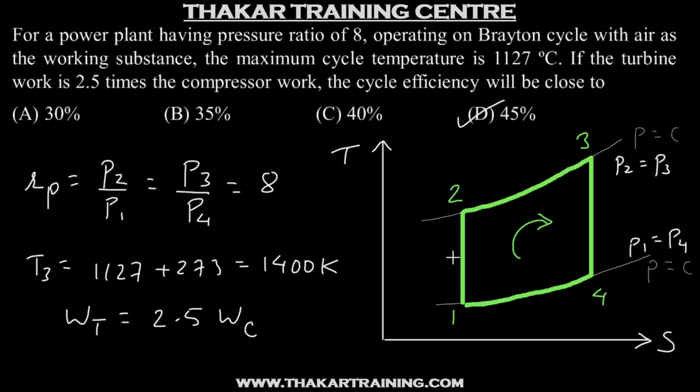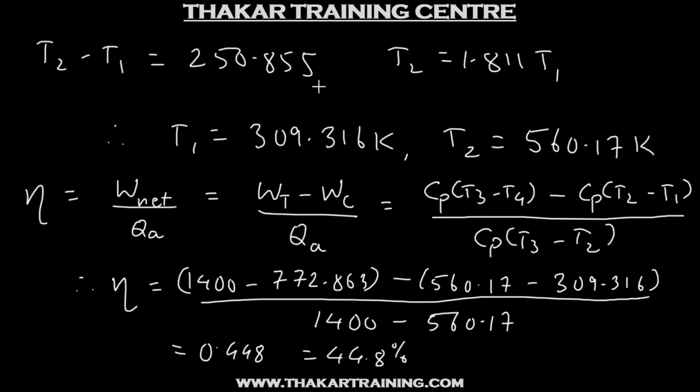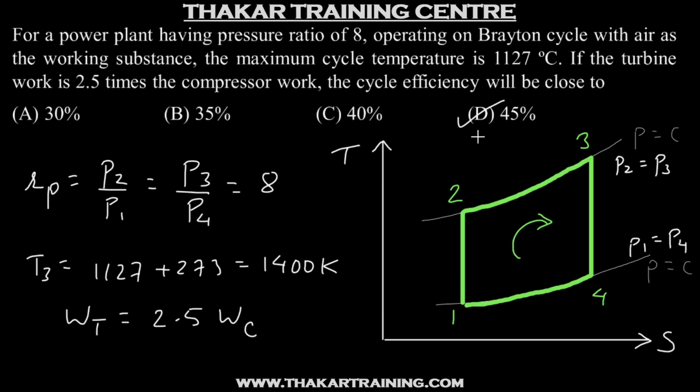So from T3 we first found out what is T4. Then to find out T1 and T2, we had two equations, one coming from the isentropic process and other coming from this condition which was given to us. So we got two equations between T2 and T1. We solved them, we got the values of T1 and T2. And once we had all the four temperatures, we applied the formula for efficiency and got the answer. And we got the answer is option D. So I hope you have followed this question.